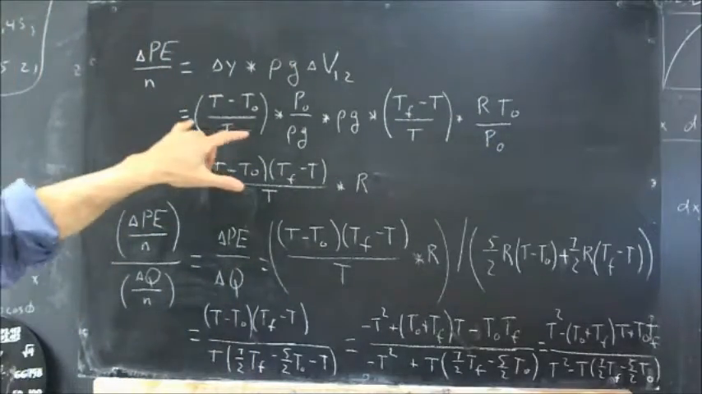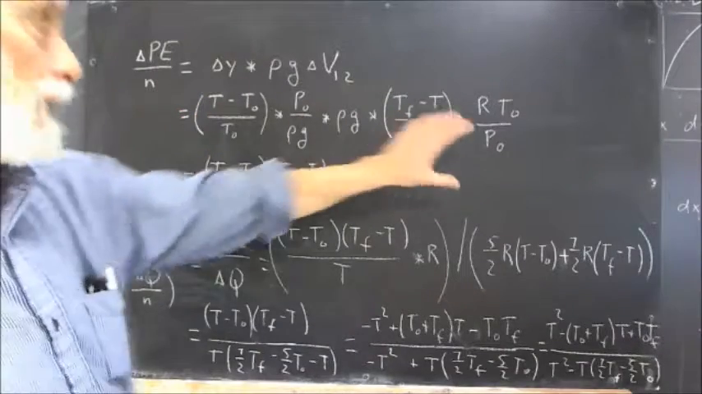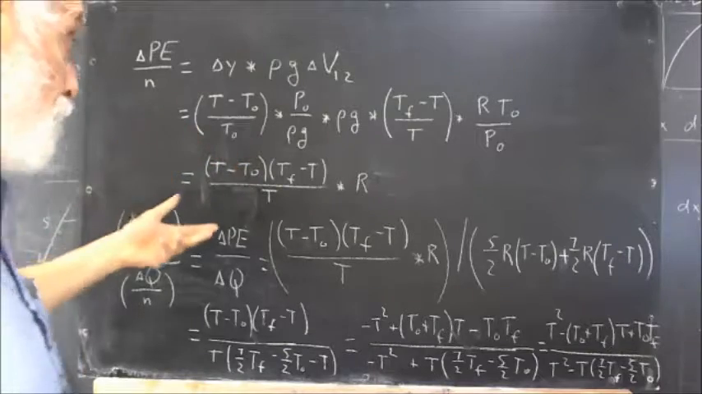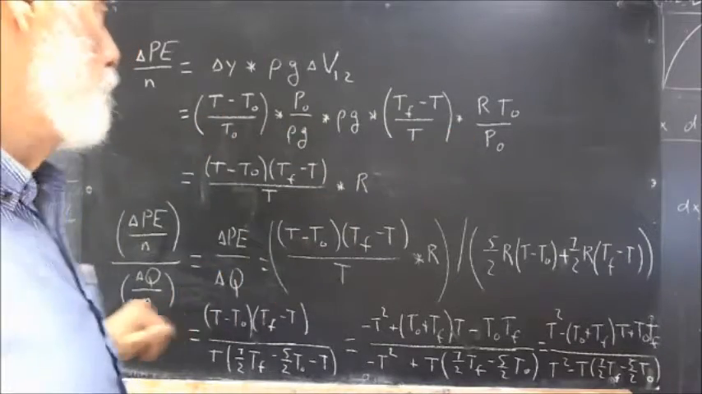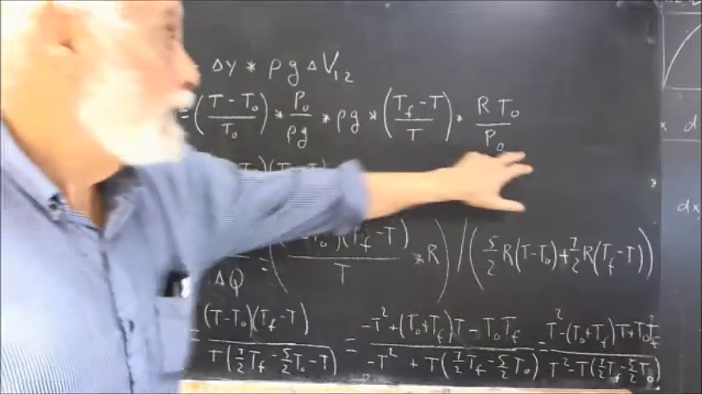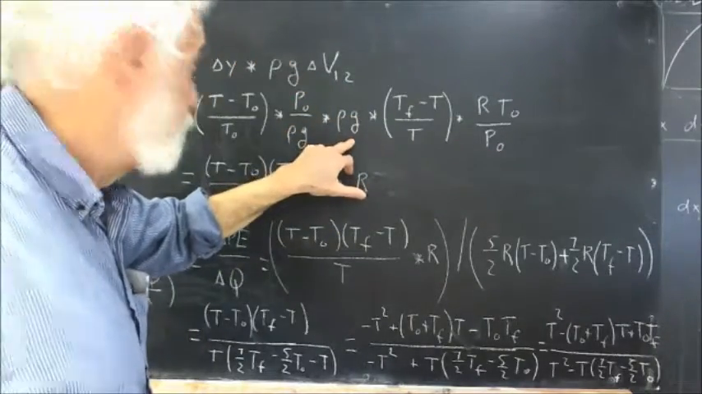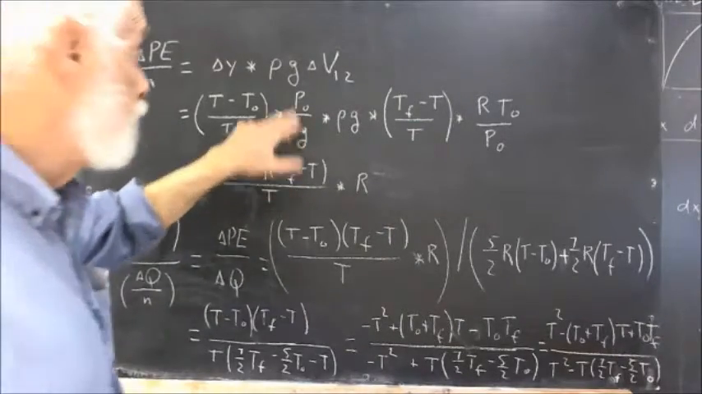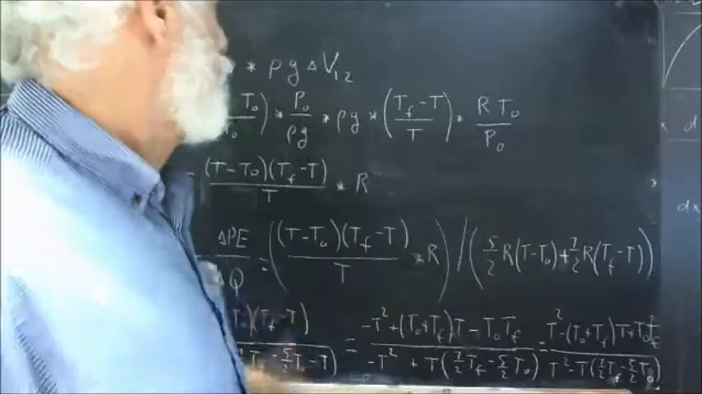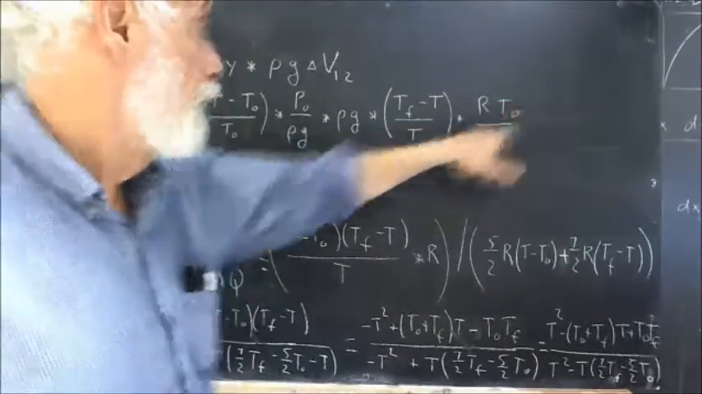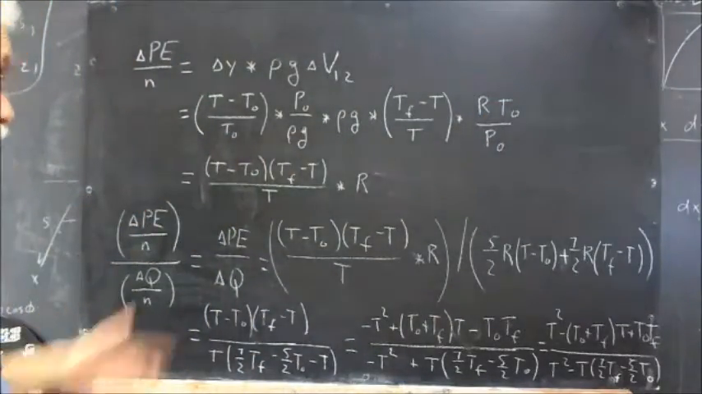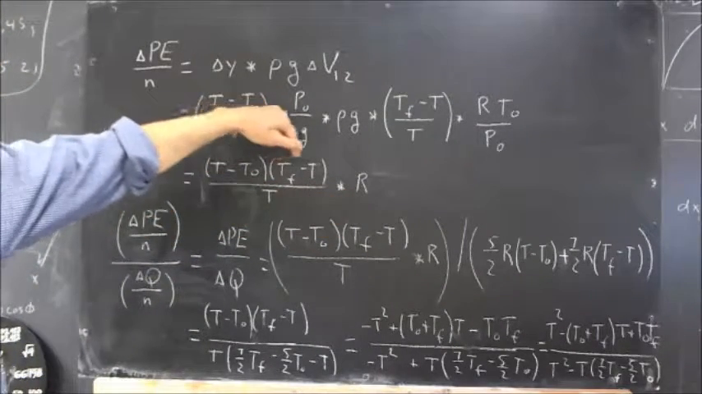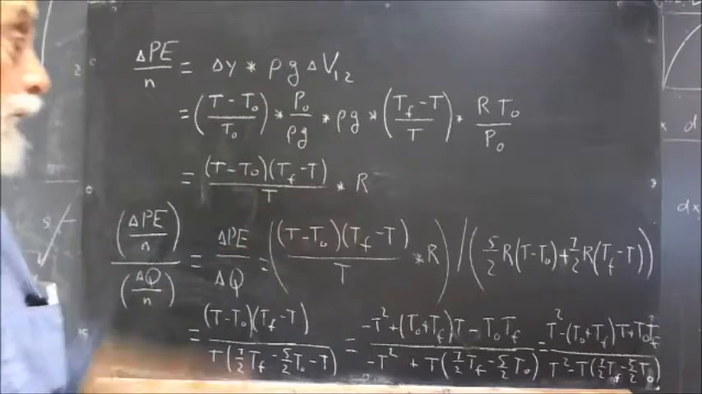Again, those expressions probably won't immediately make a lot of sense to you, but you can refer back and see that those were the expressions, and hopefully you derive them yourself so that you have some familiarity with them. And then this change in volume here is multiplied by rho G. The rho G here divides the rho G here, it goes away. We have a P naught here and a P naught here, they divide out. We have a T naught here and a T naught here, they divide out, so we end up with a relatively simple expression, (T minus T naught) times (TF minus T) over T multiplied by R.